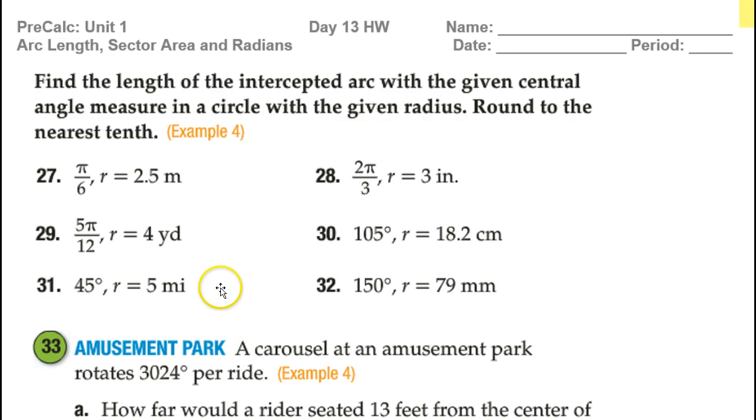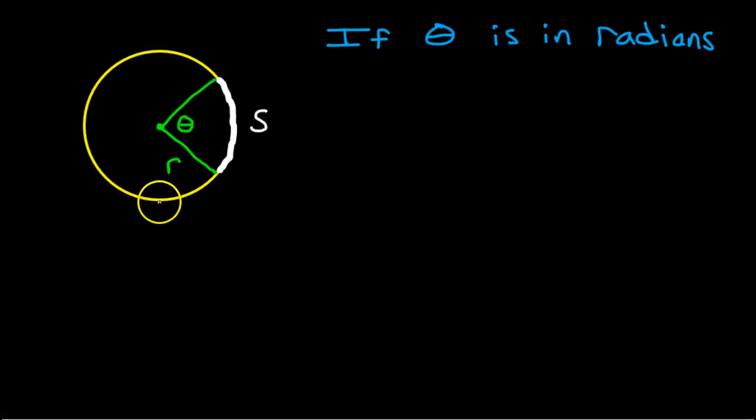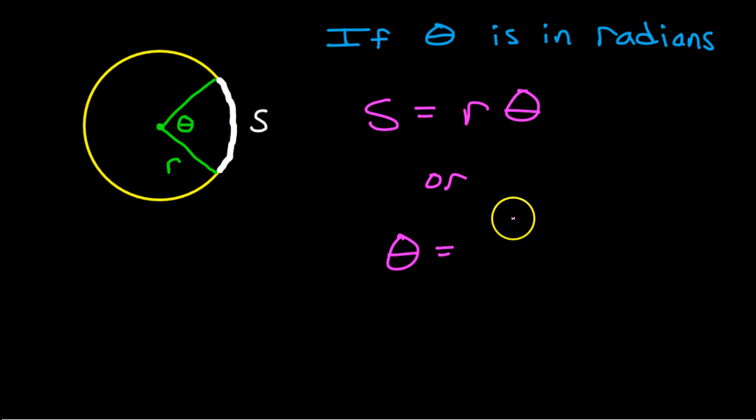Alright, this video is going to be all about arc length and sector area in radians. Here's the key for this lesson. If you have an angle and you've got its intercepted arc and the radius, the relationship is this. The arc length is always going to be the radius times the angle. Again, this only works if the angle is in radians. Another form of the same equation is that the angle is equal to the arc length divided by the radius.